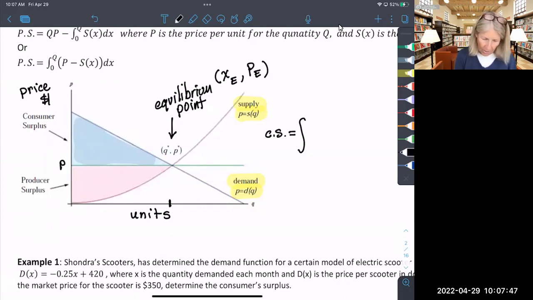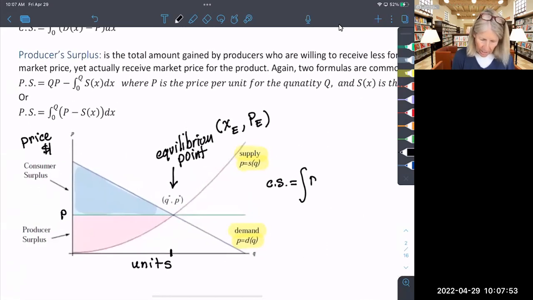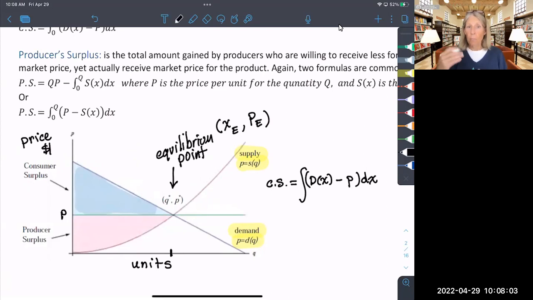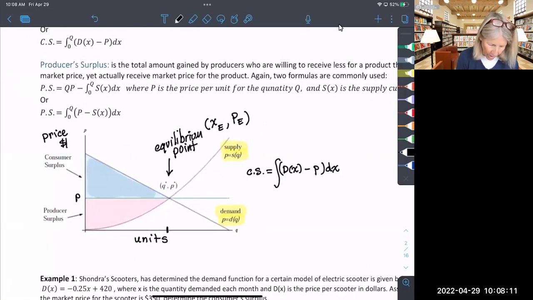So it would be the demand function, d of x, depending on what variables they use, minus the lower curve, which would be the price function. If you just think of it as being upper curve minus lower curve, that makes sense that that's our formula. And then where do we integrate to? Well, for the consumer surplus, you have to integrate from 0 over to the quantity. So 0 to that equilibrium quantity, I could call it Q, or X, depending on the problem.